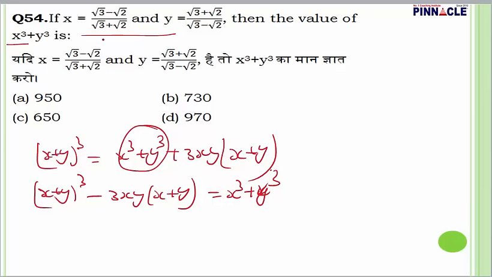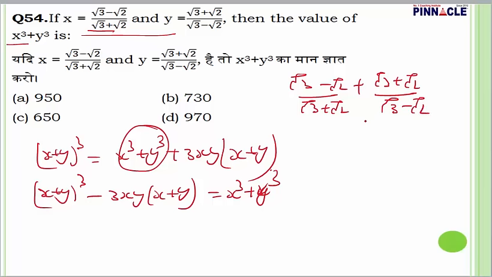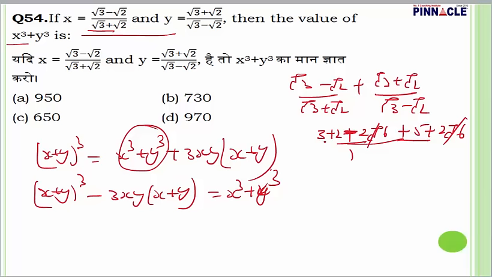So x plus y should be equal to, you can take LCM here, root 3 minus root 2 divided by root 3 plus root 2, plus root 3 plus root 2 divided by root 3 minus root 2. If you take LCM, then a plus b into a minus b means a square minus b square, that should be equal to 1. And here it will become root 3 minus root 2 power 2, that should be 3 plus 2, 5, minus 2 root 6. Here also you will find root 3 plus root 2 power 2, that should be 5 plus 2 root 6. The 2 root 6 terms cancel, 5 plus 5, 10. So x plus y should be equal to 10.